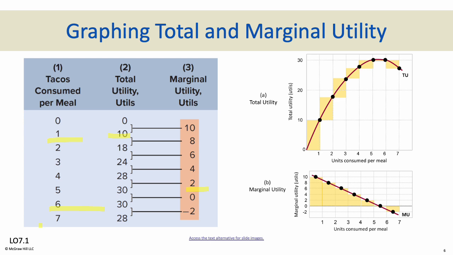By the time we get to the seventh taco, we're now in the negative utility zone, meaning we're overfull, we're probably not greatly enjoying eating that seventh taco, and our total utility has now gone down. So marginal utility can be negative.